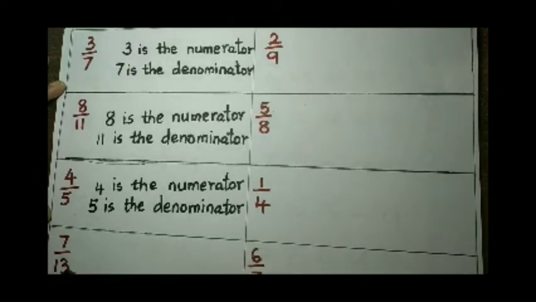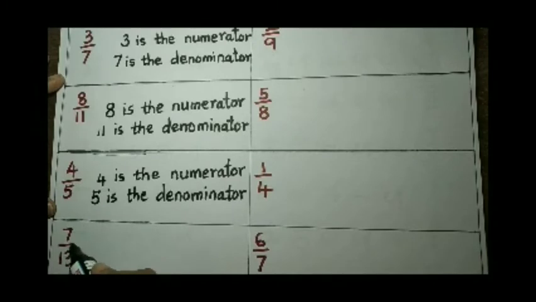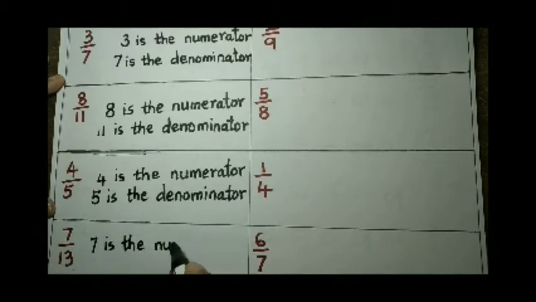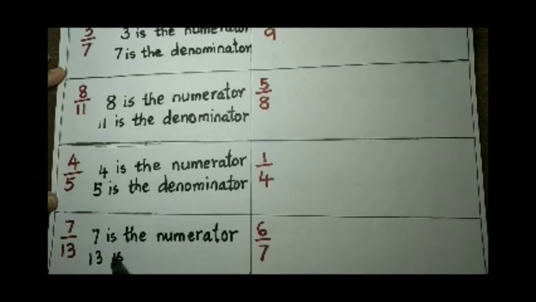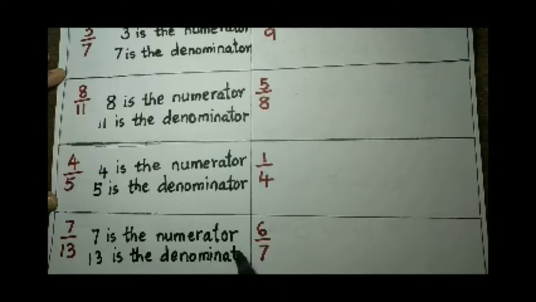Next fraction, 7 upon 13. The number above the line, that is 7. 7 is the numerator. The number below the line, that is 13. 13 is the denominator. The number above the line is the numerator. The number below the line is the denominator.